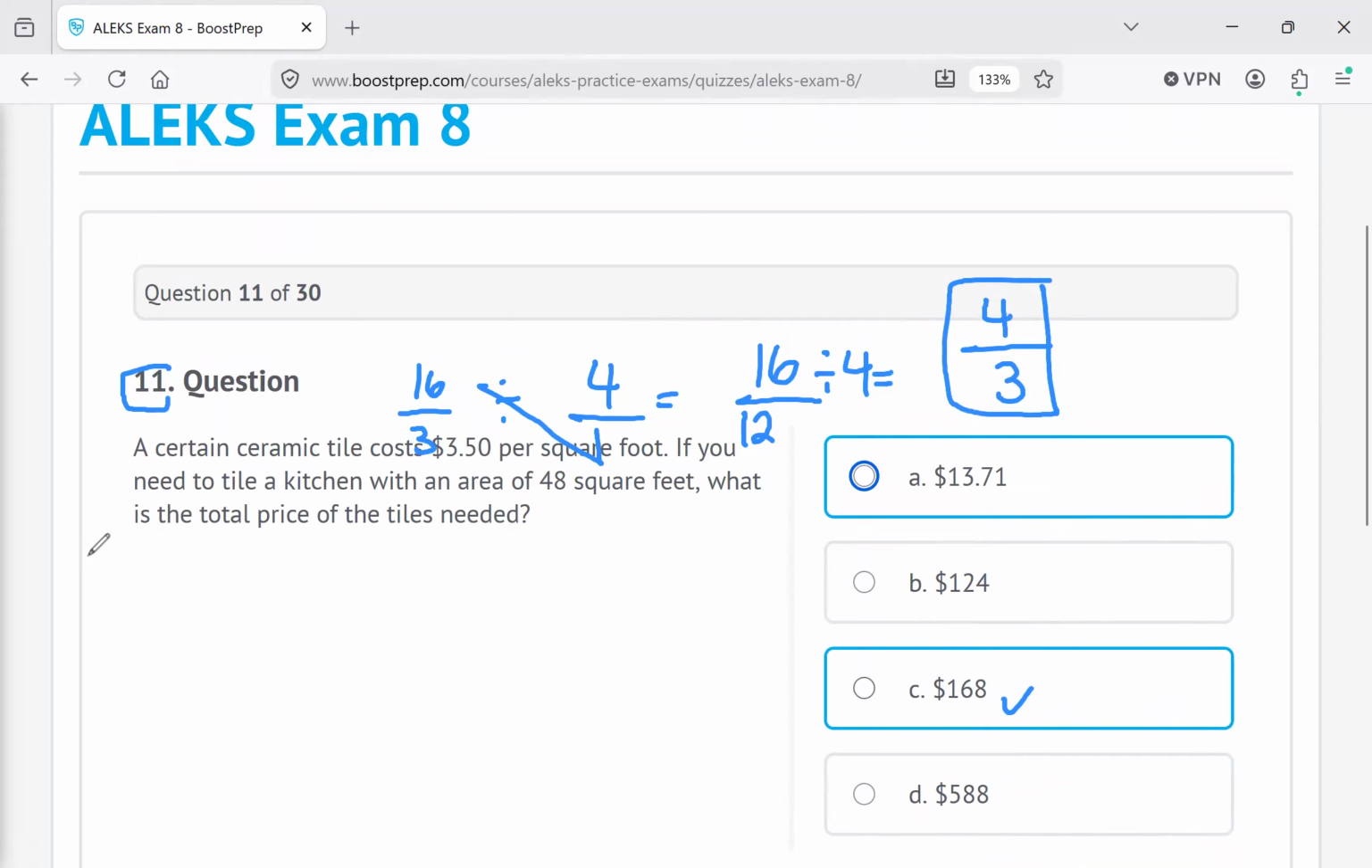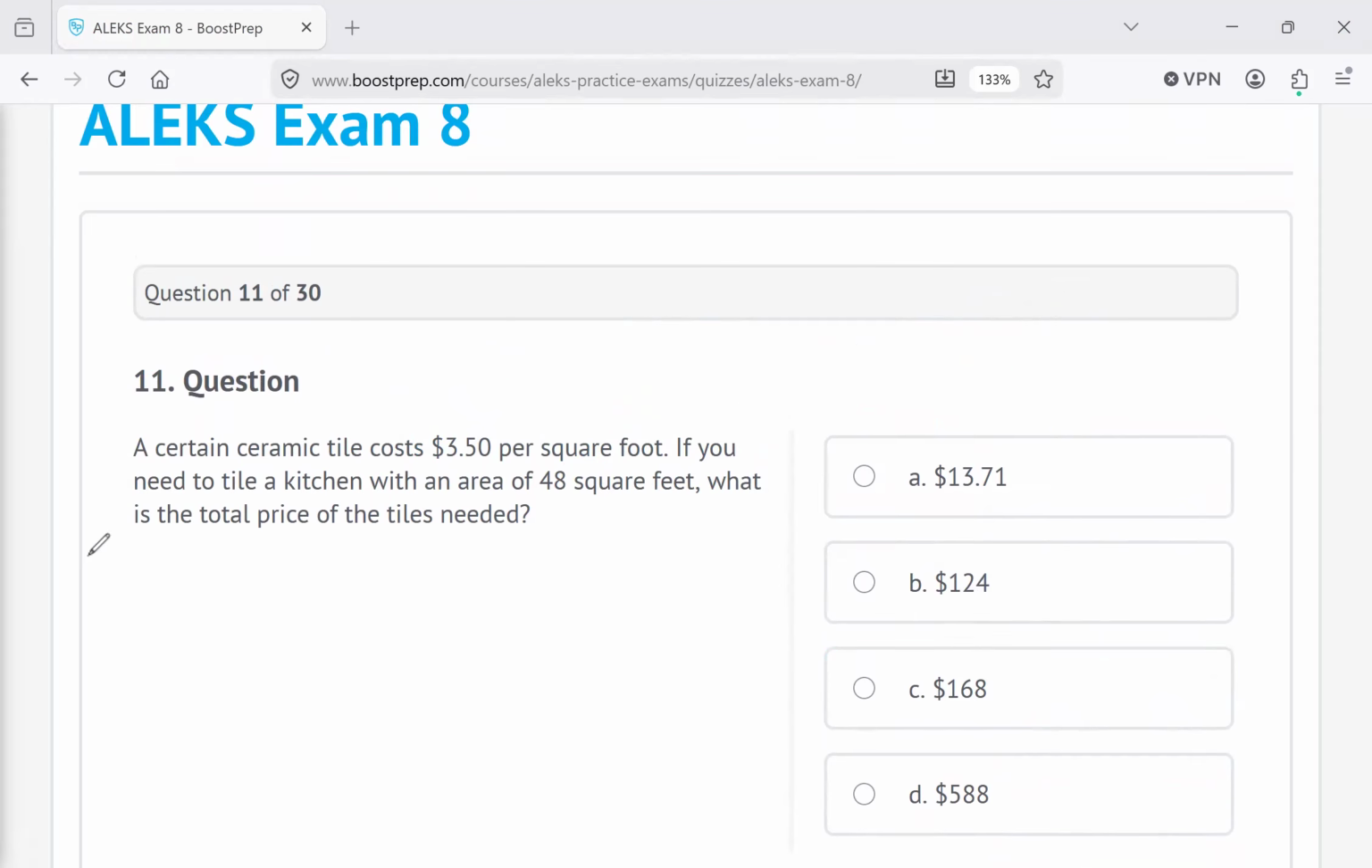Question 11. A ceramic tile costs 350 per square foot. If you want to tile a kitchen with an area of 48 square feet, what is the total price of the tiles needed? So it's just cost equals 350 times 48. That's it.